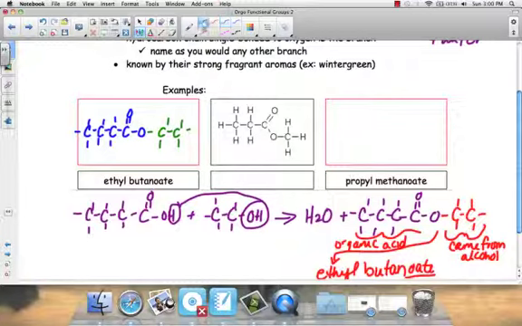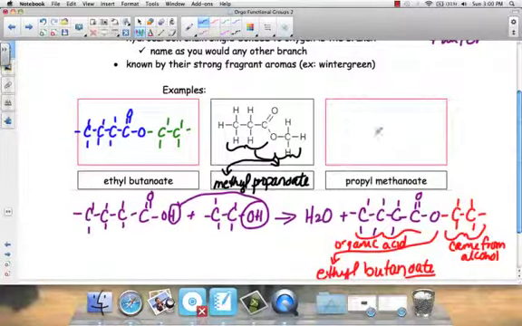Okay, let's name this middle one. Remember, we named the last part first. This came from the alcohol. It's only one C, so this is a methyl group. And then we're going to name this part, the first part, last. 1, 2, 3. That's prop. So propanoate. Drop the E, OATE.